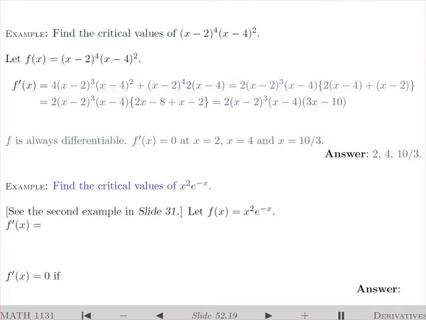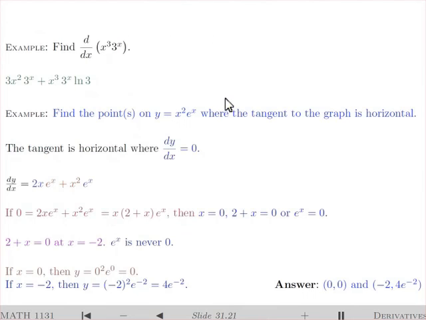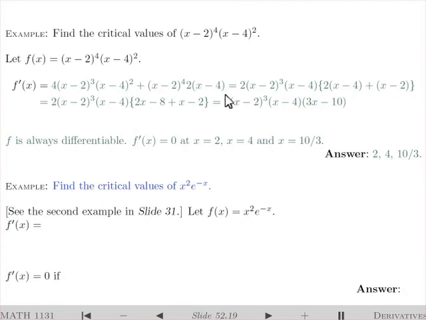We will do one final example, this time involving an exponential. We'll find the critical values of x^2 times e^(−x). This is somewhat similar to a problem we did a while back. We found the points on the graph of x^2 e^x where the tangent is horizontal. This is essentially finding the critical points of the function x^2 e^x. We are going to get something similar in the example we are doing now.